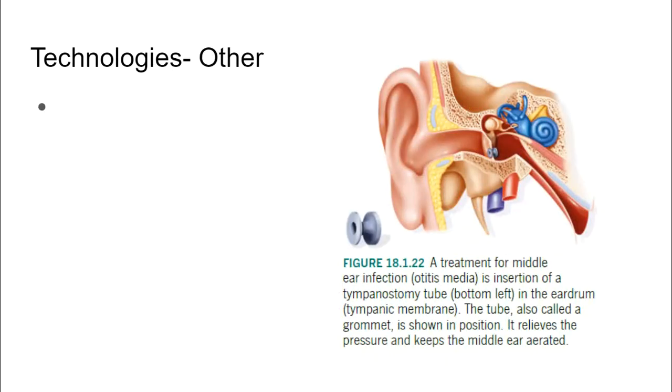So we can also have some different grommets. So grommets are in fact used to relieve the pressure and keep the middle ear aerated, and this is usually used for middle ear infections and most commonly in children. So you may have had a grommet inserted into your ear, but they may not stay there for a long amount of time.